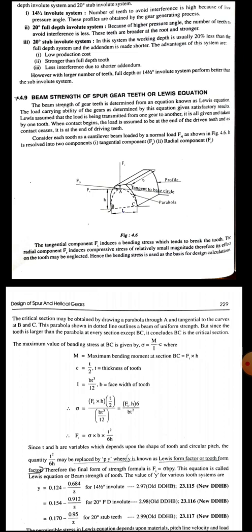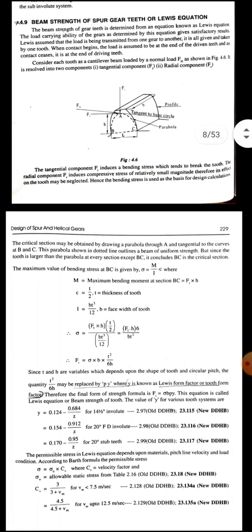The values of y for various tooth systems are: for 20 degrees full depth, y equals 0.154 minus 0.912 by z, and for 14.5 degrees, y equals 0.124 minus 0.684 by z. So these equations are given for full depth and stub systems in equations 23.115, 23.116 and 23.117.